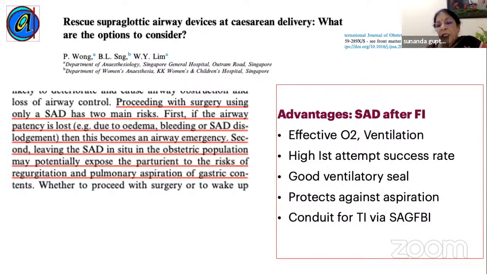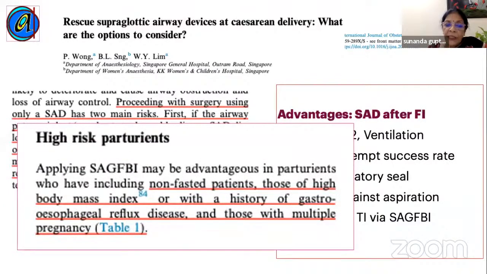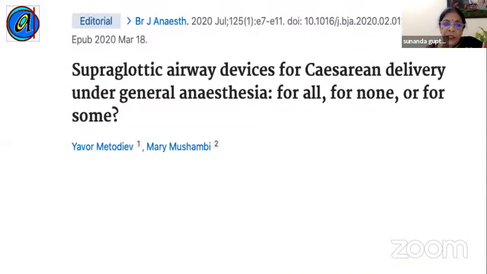But the advantage, especially after a failed intubation, is that you are able to place it at the first attempt. It's a high success rate. And apart from good ventilatory seal, effective oxygenation and protecting against aspiration, the recent second-generation SADs also provide a conduit for tracheal intubation. So especially in the high-risk parturients who are non-fasted, who have a high body mass index, who have a history of gastroesophageal reflux disease, and those with multiple pregnancies, please use the SAD-FOI technique for intubating these patients.